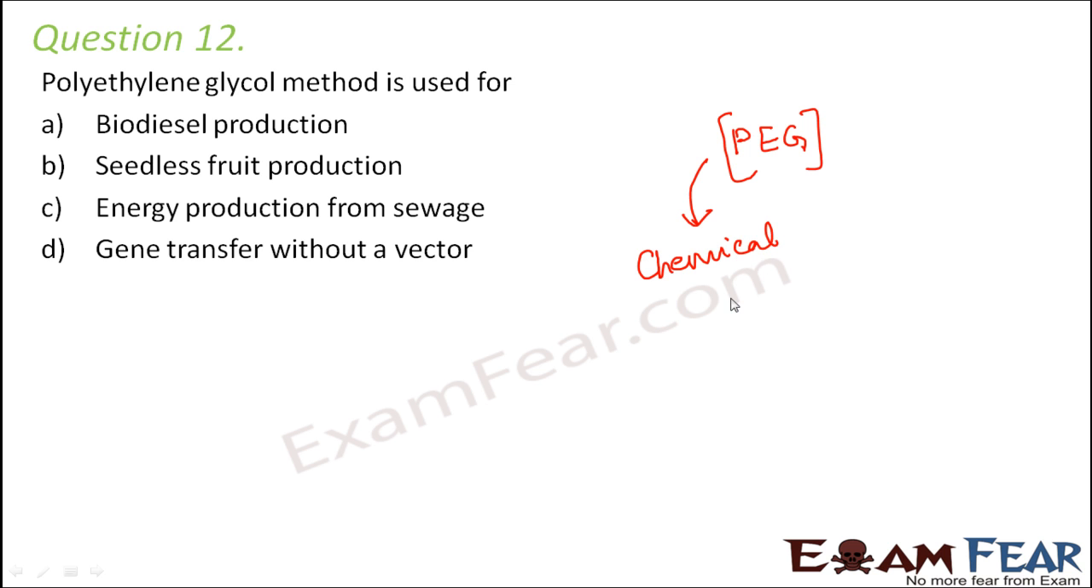Why chemical method? Because in this case chemicals are used to facilitate gene transfer, chemicals like polyethylene glycol or sometimes calcium phosphate or polyvinyl alcohol. They are chemicals which are used to introduce DNA into plant cells without involving any biological agent. So the correct option would be gene transfer without a vector.